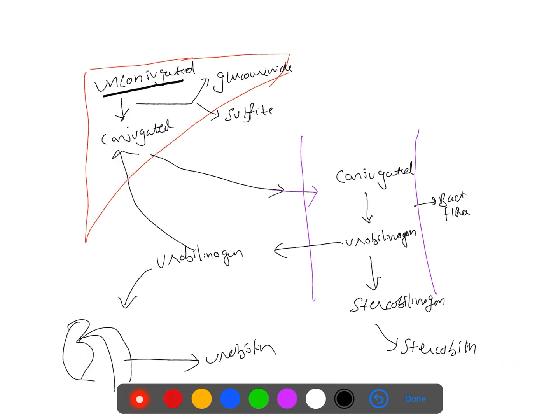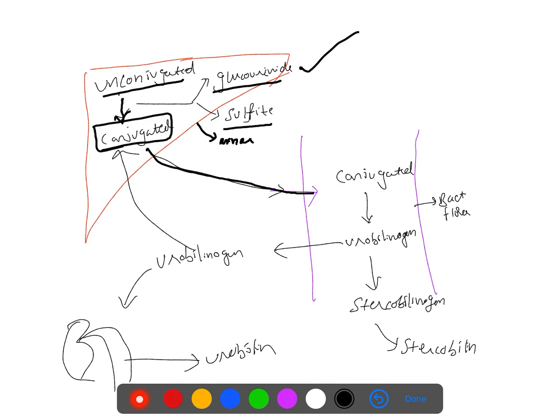This unconjugated bilirubin reaches the liver. It will get conjugated through pathways. One is glucuronide conjugation, the other is sulfate conjugation, and the other is minor pathways. Among these three, glucuronide conjugation is the major pathway of conjugation. So the unconjugated bilirubin converts to conjugated bilirubin.